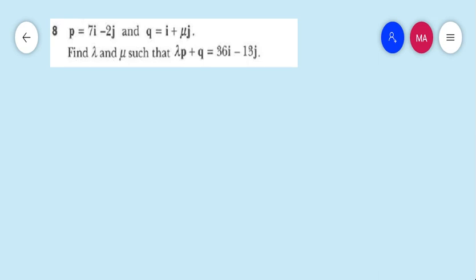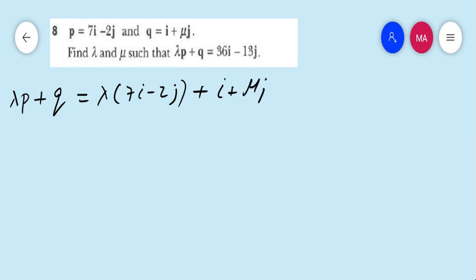P is equal to 7i minus 2j. Q is equal to i plus mu j. Find lambda and mu such that lambda P plus Q is equal to 36i minus 13j. So lambda P plus Q means lambda times (7i minus 2j) plus (i plus mu j).